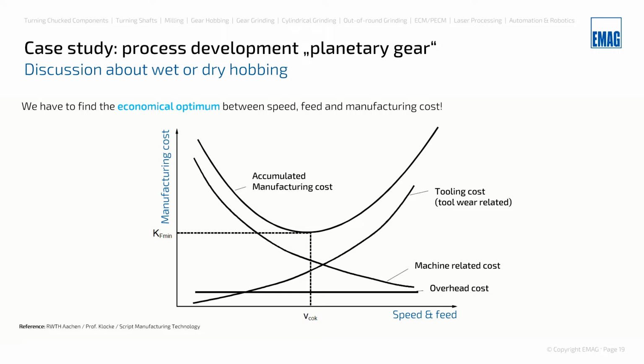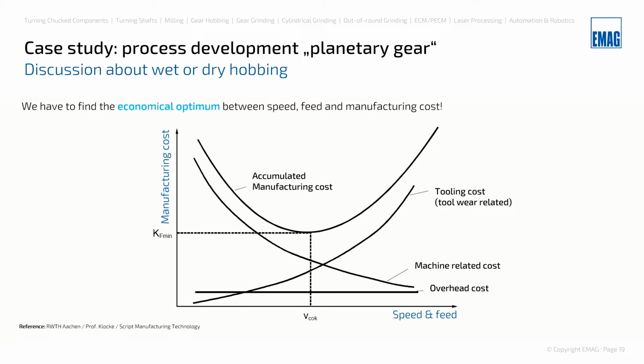Here in this slide, we see a simplified image of how this can look like. We have speed and feed on the x-axis, on the y-axis manufacturing cost. We have a certain amount of overhead cost, machine-related cost. This is nothing else than cycle time multiplied by the machine hour rate. This goes down, the shorter the cycle time will be and the higher speed and feed will be. But on the other hand, we have tool wear that rises and accordingly the tool cost will rise.